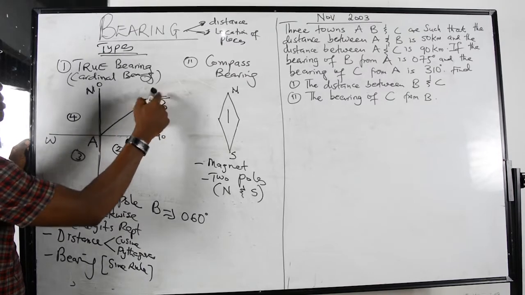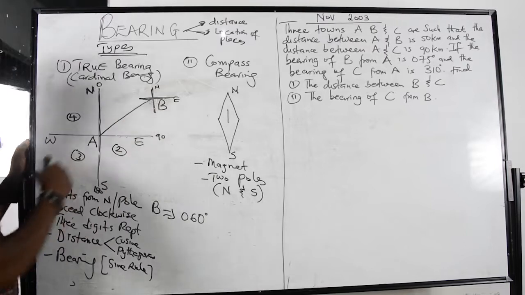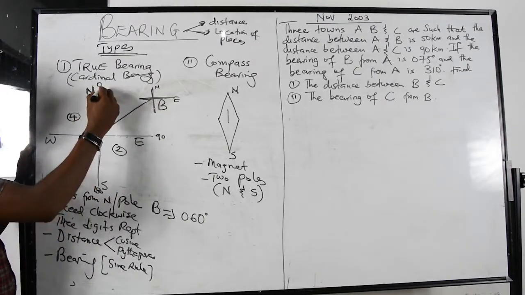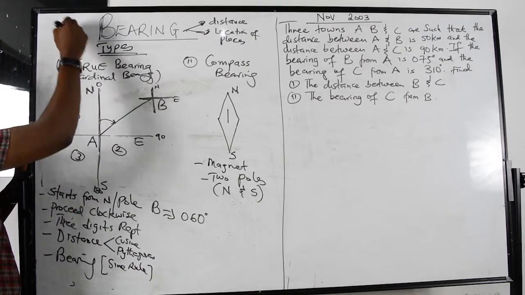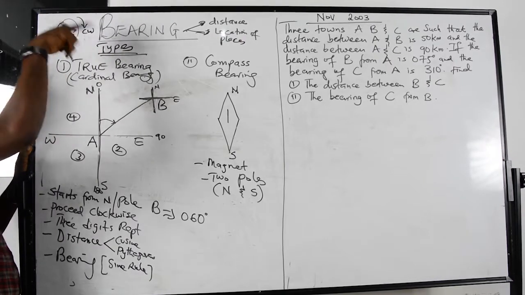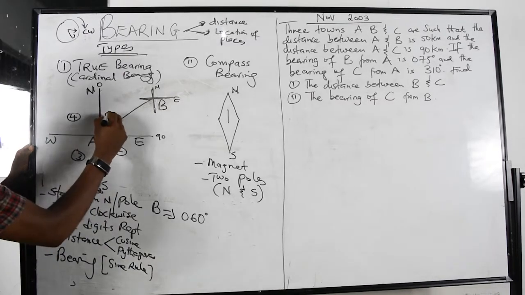This B also has its own cardinal point. Every place has a cardinal point here, so B has its own cardinal point. And because I said bearing starts from North Pole, it should start from this North Pole and proceed clockwise. This is the way the hand of the clock goes. This is the clock. This is clockwise. So I'm moving this way, clockwise. This is anti-clockwise. So move. This is the angle.